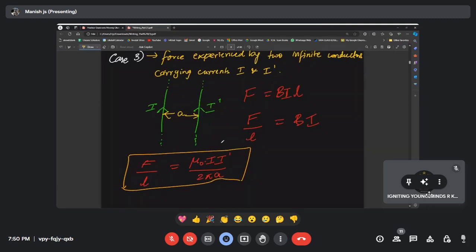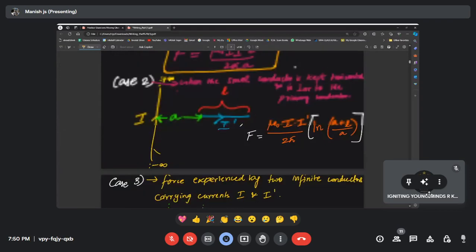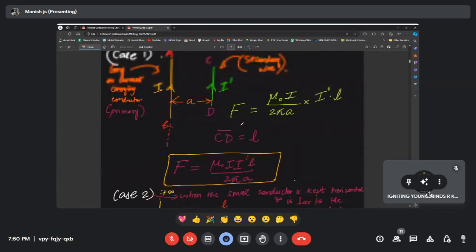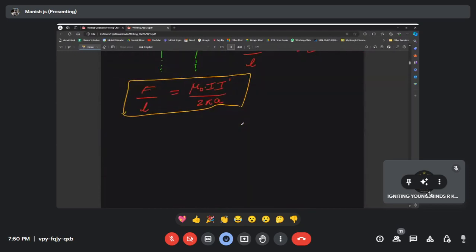Okay. So this is case 3. This is a question which is of a different kind. Like this, you have 3 different cases: case 1, case 2, and case 3. You can go through the notes. It is very clear, and it's easy. You just have to write down the formulas.